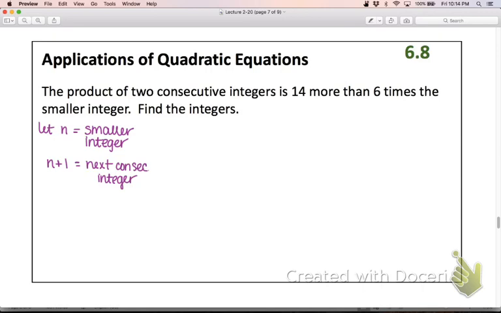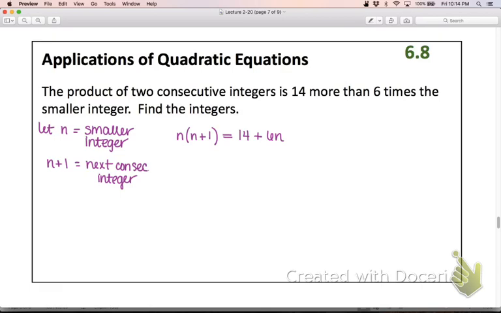The product of those integers means that we want to multiply them. So for product, we're going to do n times n plus 1. And then it says the product of two consecutive integers is. Remember, "is" always tells us where our equal sign is going to go. It's going to be 14 more than, that means we're going to add 14 to whatever it tells us next, 6 times the smaller integer. Well, the smaller integer is n, so that would be 6n. So here's the equation that we need to solve.